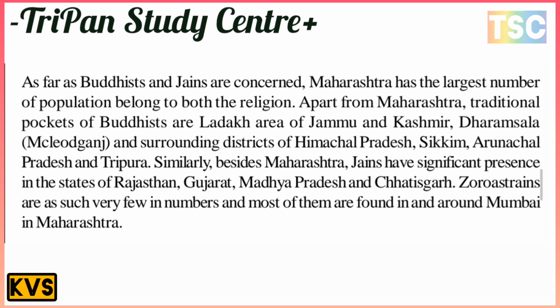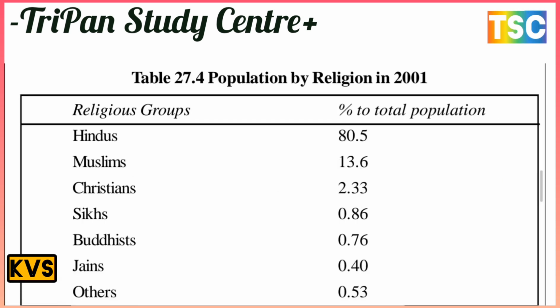Here is the most important table: population by religion in 2001. In this table, the most important religious groups and their percentages are: Hindus 80.5%, Muslims 13.6%, Christians 2.33%, Sikhs only 0.86%, Buddhists 0.76%, Jains 0.40%, and others 0.53%.